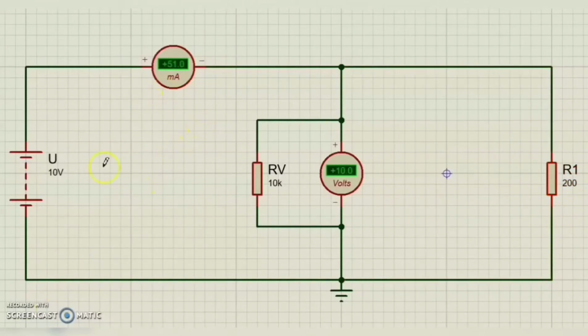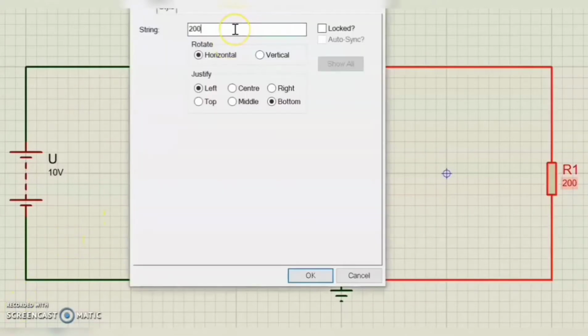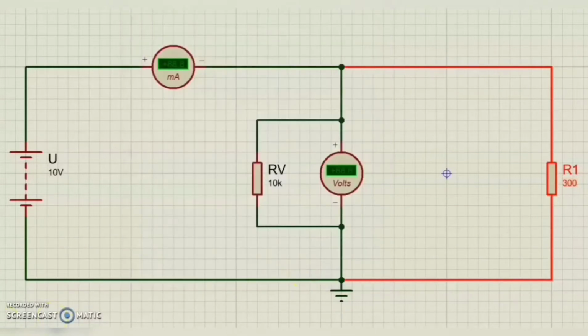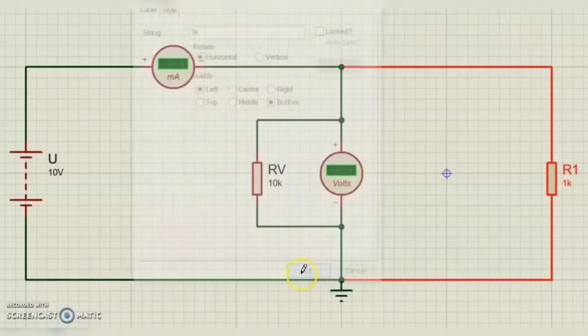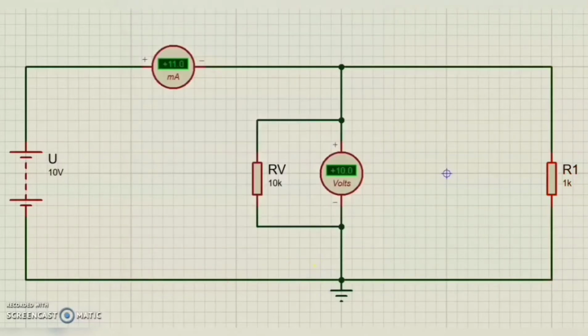Then we get the output here, 51 milliampere. Then we try with 300 ohm. Then we get the output, 34.3 milliampere. And lastly, we try with 1000 ohm. And we run it. Then we get the output here, which is 11 milliampere.